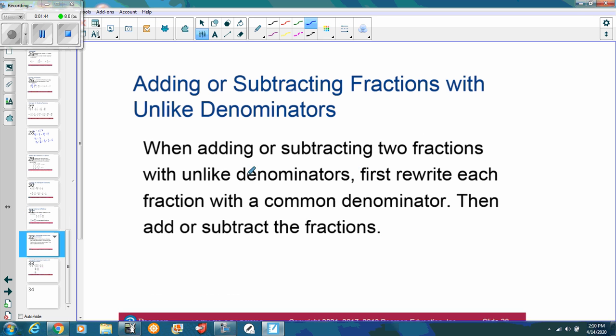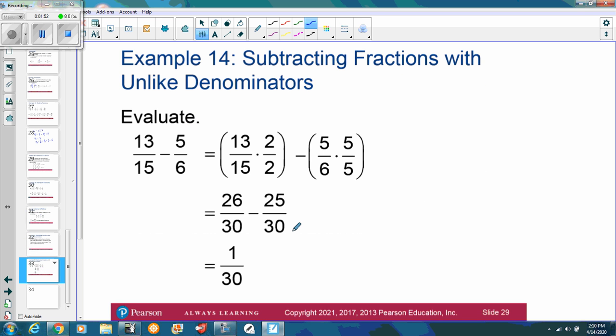When you're adding or subtracting two fractions with unlike denominators, first rewrite each fraction with a common denominator, then you add or subtract. So you can't just subtract 13 over 5 minus 5 over 6. You have to multiply the first by 2 over 2, which becomes 26 over 30. The second one by 5 over 5, which becomes 25 over 30. And then you can subtract, and it becomes 1 over 30.